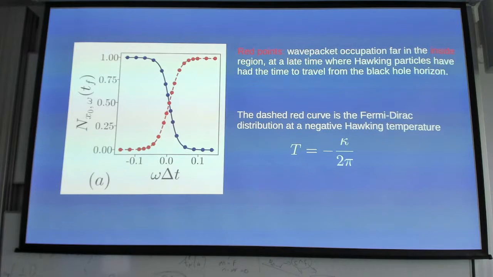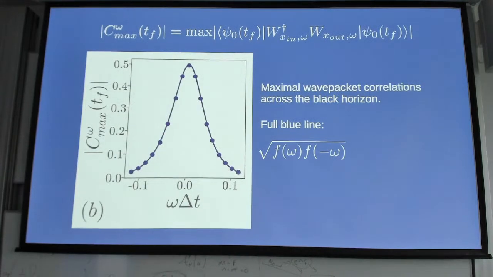Okay, so this is what you can easily calculate. This is all, again, more or less trivial numerics. You can also calculate wave packet correlations across the horizon. So you can annihilate the wave packet at some position x_out on the outside and create one at x_in on the inside. And this maximization here is really you fix, for example, the inside location and then you maximize over the outside location.